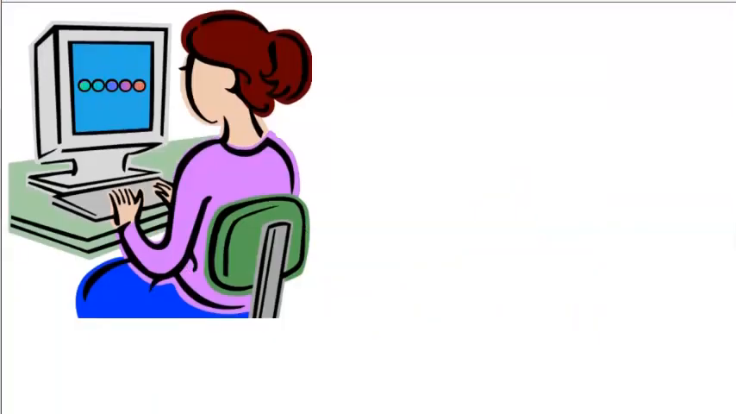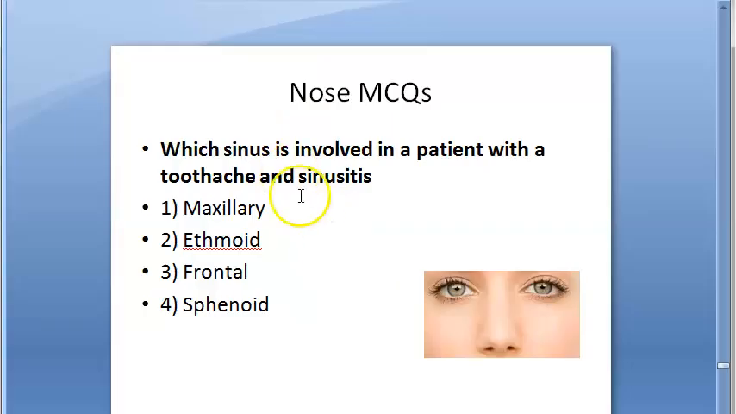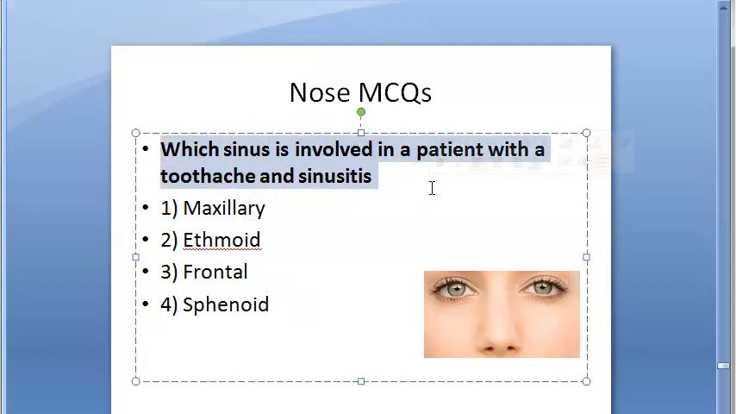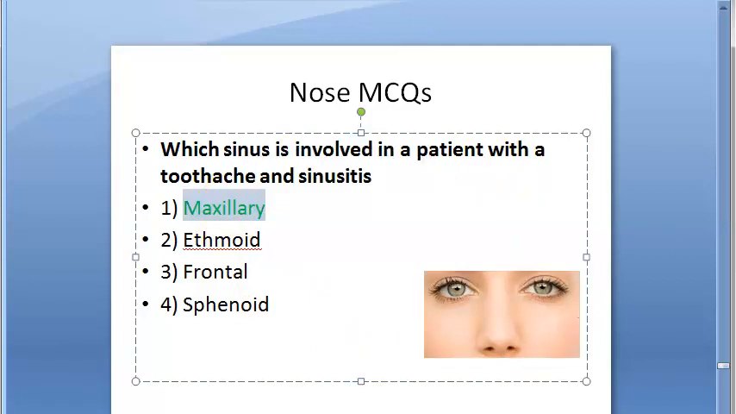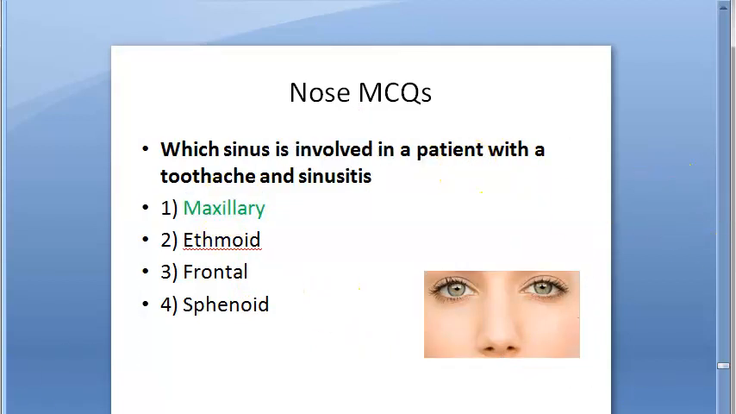Are you ready to look at yet another question? Okay. Which sinus is involved in a patient with toothache and sinusitis? Maxillary, ethmoid, frontal, sphenoid. I feel like saying maxillary. What do you say? Maxillary teeth. We have maxillary teeth and all that, right? Answer is 1. Okay. Correct. So we have maxillary teeth and mandibular teeth, isn't it?